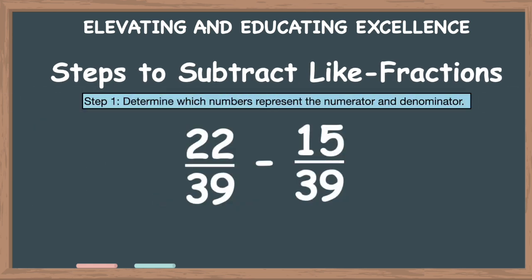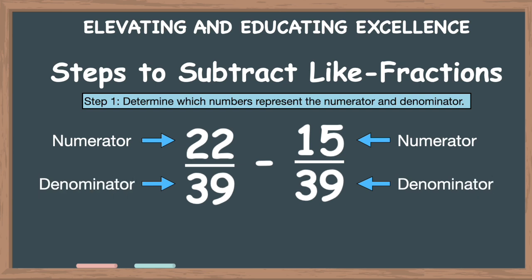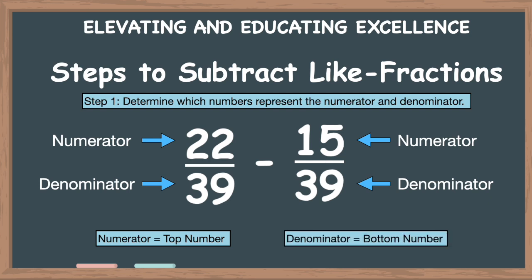Step number 1, determine which numbers represent the numerator and the denominator. The top number represents the numerator, in this case 22 and 15. The bottom number represents the denominator, and in this case it is 39. So again, top number equals numerator and the bottom number equals the denominator.